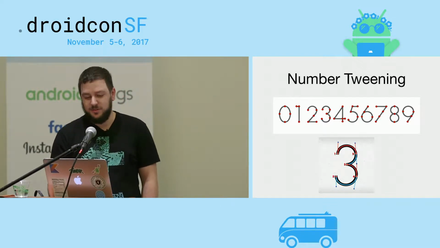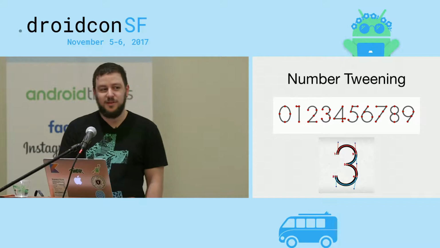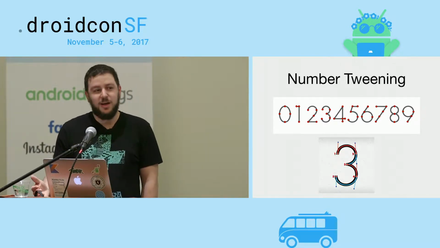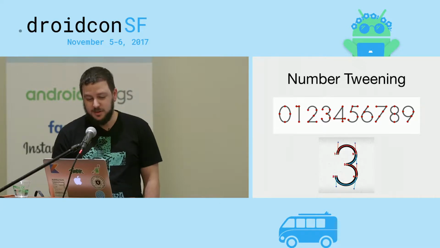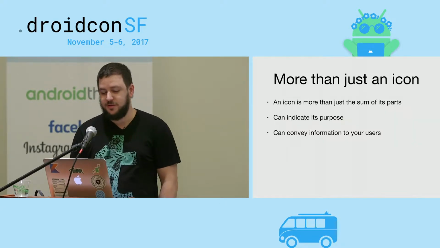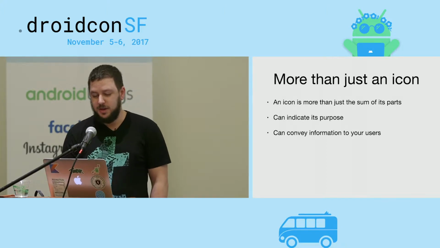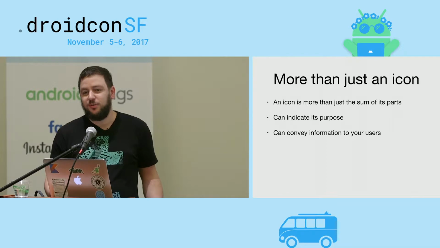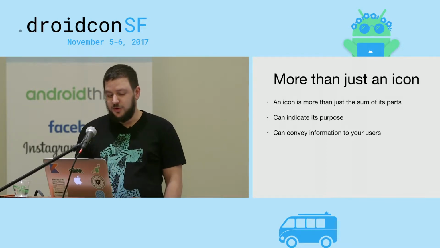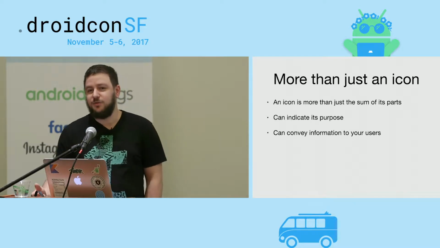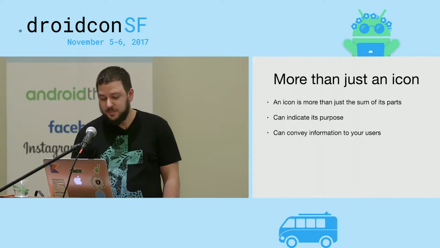But by digging into all of this, I learned that it's these small things that kept me coming back to this app. And I learned that icons can be more than just icons. An icon is more than just the sum of its parts. It can be very informative. It lets users know what will happen if they click it, or it can let them know, hey, there's more new stuff if you click me.